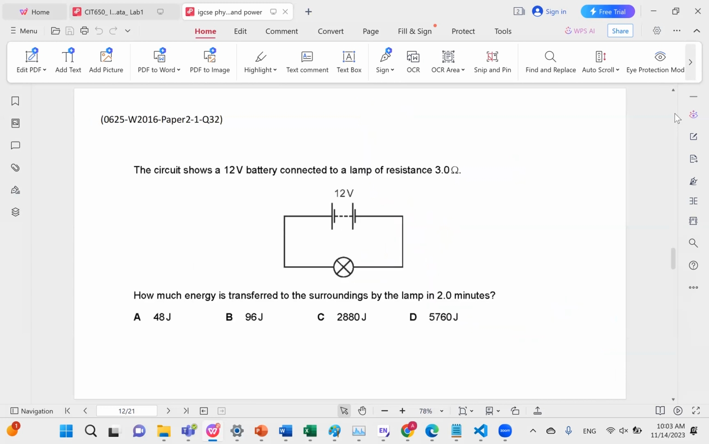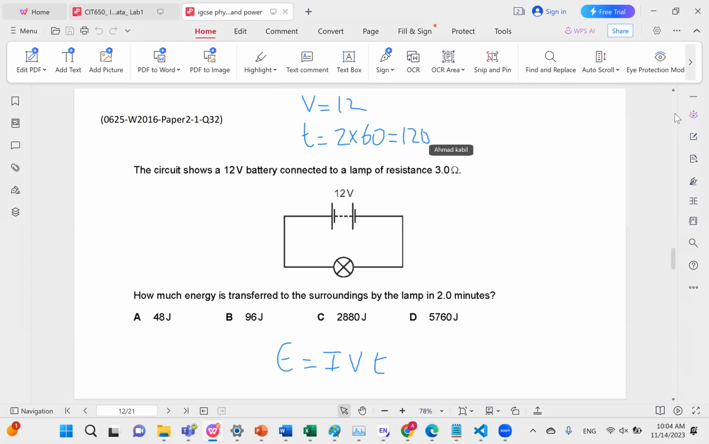The circuit shows a 12-volt battery connected to a lamp of resistance 3 ohms. How much energy is transferred to the surroundings by the lamp in 2 minutes? Again, energy equals IVT. I'm given here that V is equal to 12. I'm given that the time is 2 minutes, which is 2 times 60, which is 120.